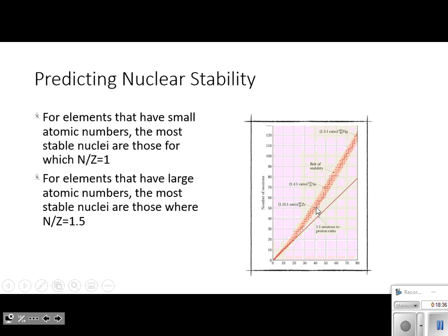Right here is ZR, which is zirconium. Zirconium right there has a 1.25 to 1 ratio. So it's a little bit over the 1-to-1 ratio. Right here is tin. Tin is a 1.4 to 1 ratio. Right up here is mercury. Mercury is a 1.5 to 1 ratio. So the bigger elements are stable at a 1.5 to 1 ratio. The smaller elements are stable at more of a 1-to-1 ratio. That's just a generalization. It's not an exact science.